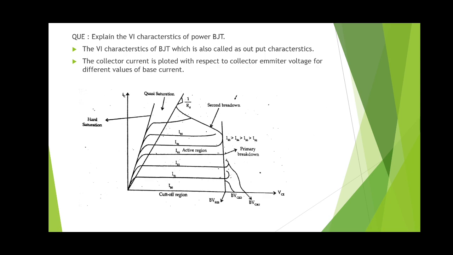So when there is no base current, the BJT is not going to conduct, and that region we call the cutoff region. The cutoff region is the area where base current is almost 0. Here no collector current flows and the transistor is in off state.